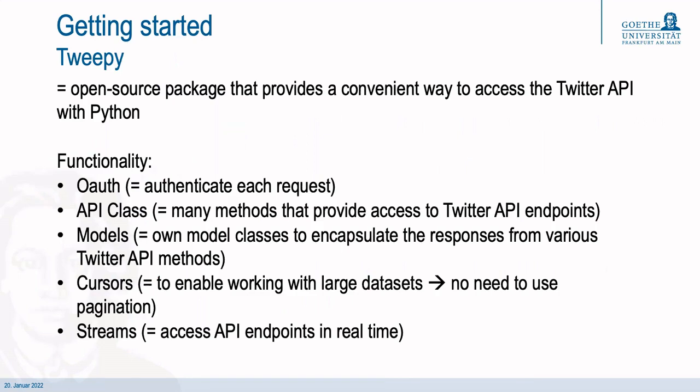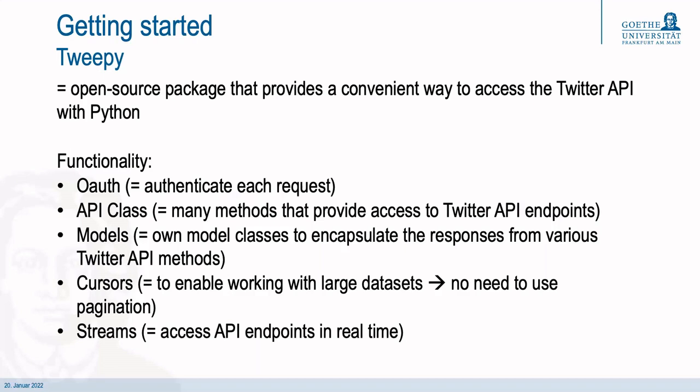After applying for the elevated access level, we now want to apply the simplest possibility to do our requests. And therefore, the Tweepy package is very handy. Tweepy is an open source package that provides a convenient way to access the Twitter API with Python. It has a large functionality, including OAuth. So this means you can authenticate your requests using Tweepy. You can also use the Twitter API class, which includes many methods that provide access to Twitter API endpoints.